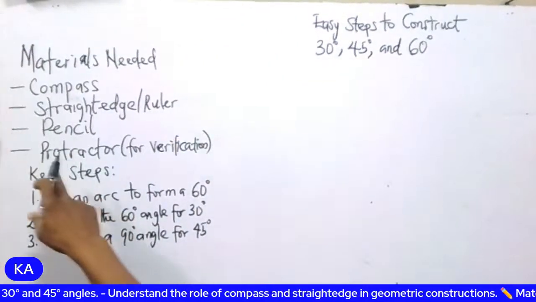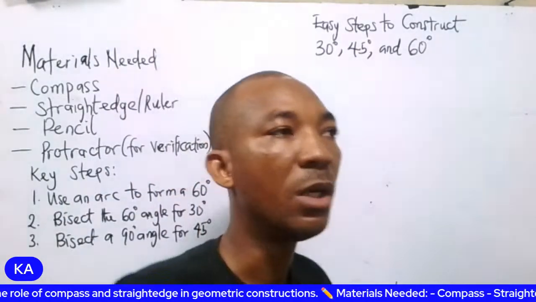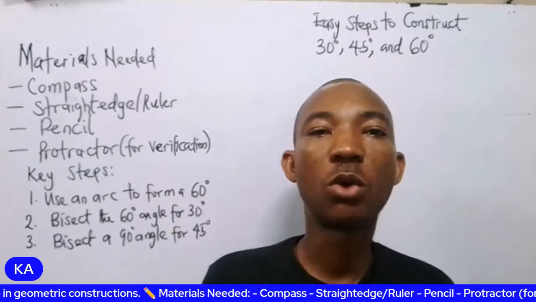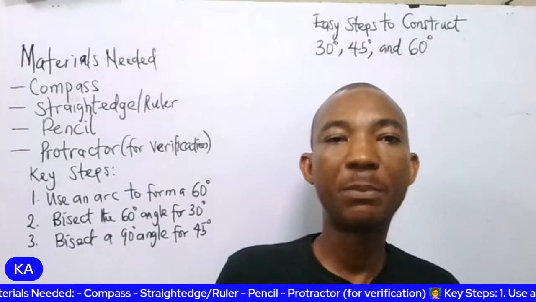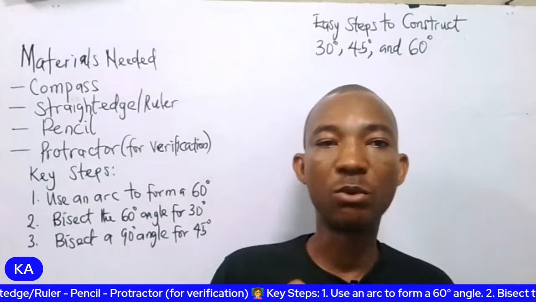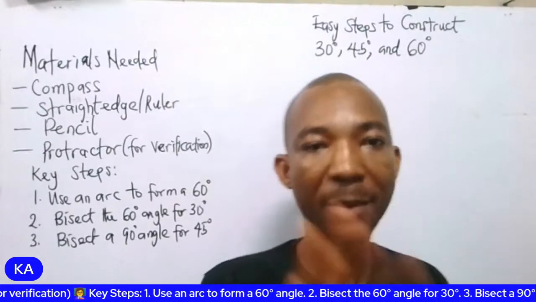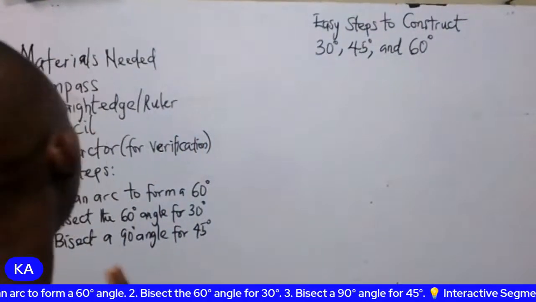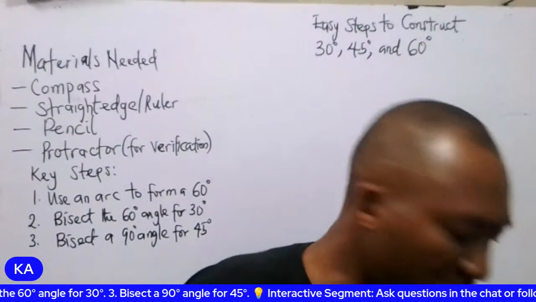Then you are going to need a protractor for verification of those angles. Basically, there are two types of protractor: the semicircular protractor and the circular protractor. A semicircular protractor is half of a circle, and a circular protractor is like a full circle. I'm going to show you everything. Then we are going to follow these steps when it is time to construct our angle.